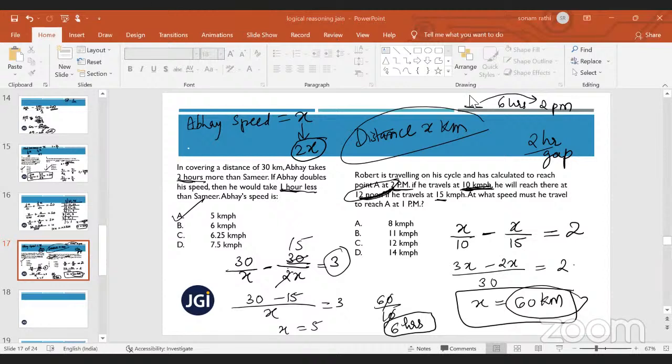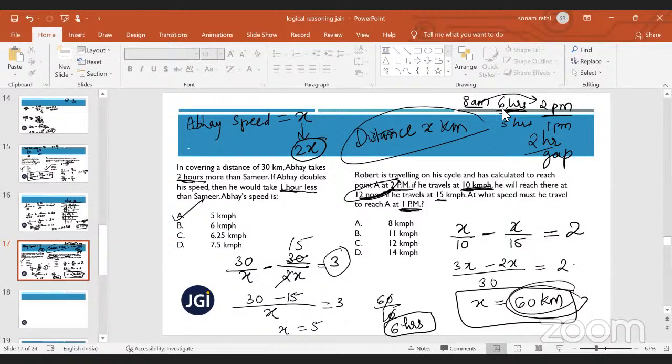8 a.m. Very good. It means he is starting at 8 a.m. Right? From 8 a.m. to 2 p.m., 6 hours. Now read the question. He needs to reach at 1 p.m. It means 1 hour less. 2 p.m. is 6 hours, 1 p.m. is 1 hour less. It means 5 hours. Yes or no?